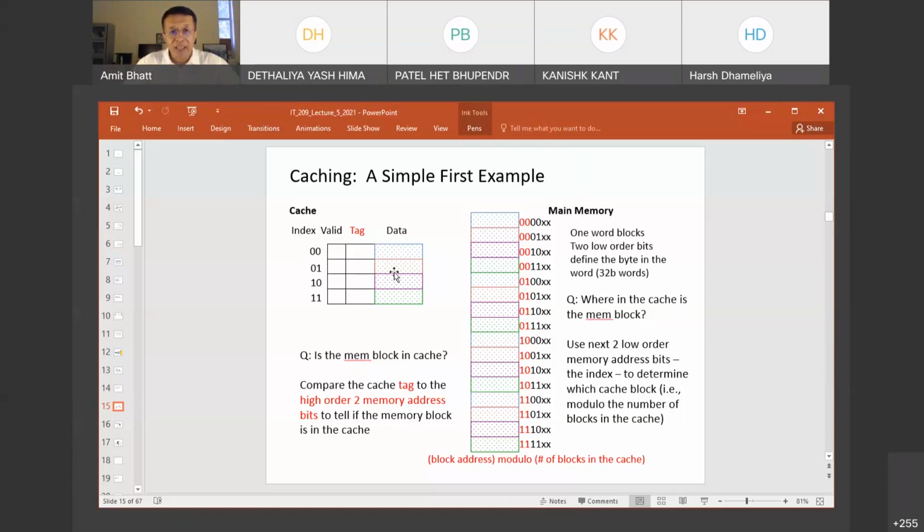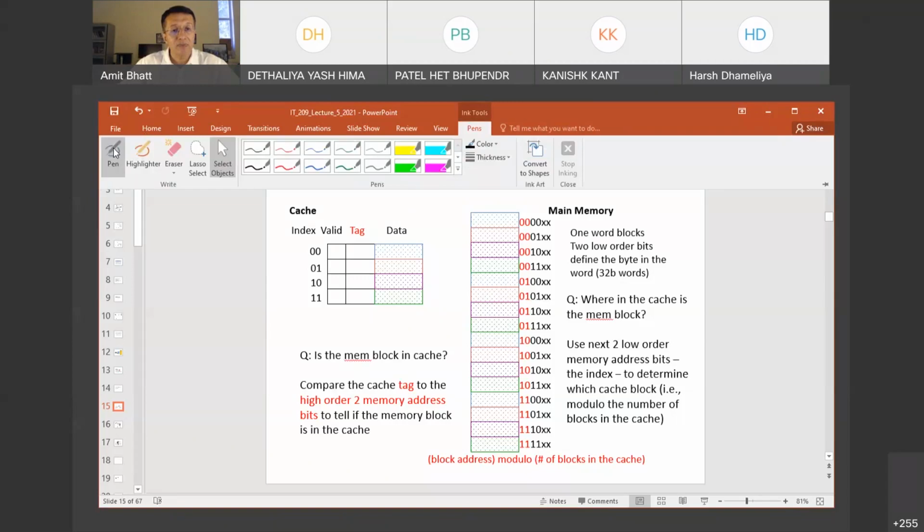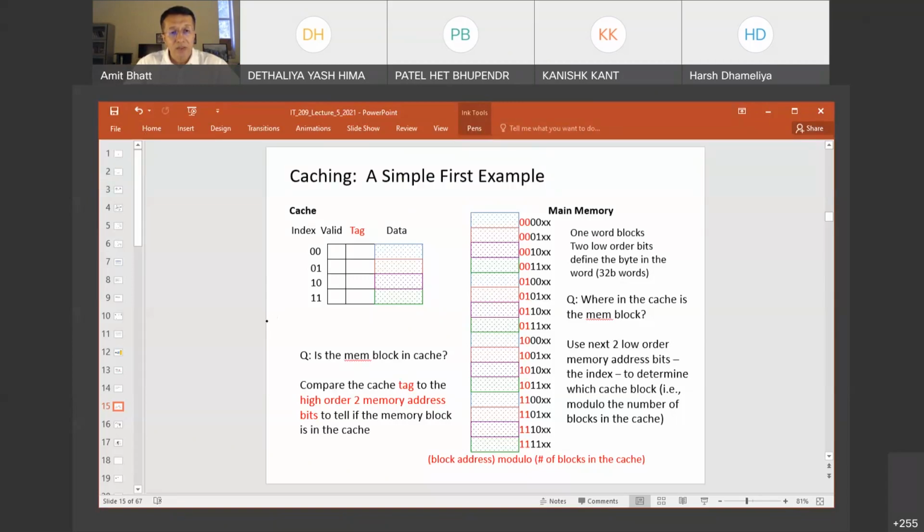So for example, if my processor asks a question that I want something from the memory address, I want something from here, this particular address. It could be data or instruction. So as I told you earlier, since the size of the cache is 4, that is 1, 2, 3, 4 slots, that means the last 2 bits will be called the index, and whatever others remaining will be called the tag. So here conveniently 2 bits are index and 2 bits are tag.